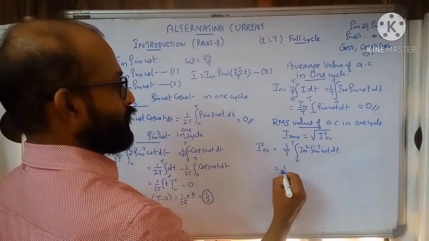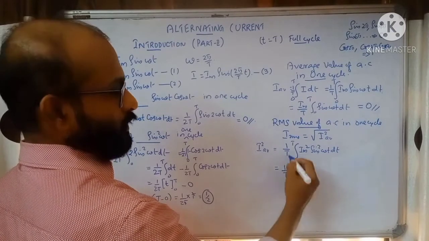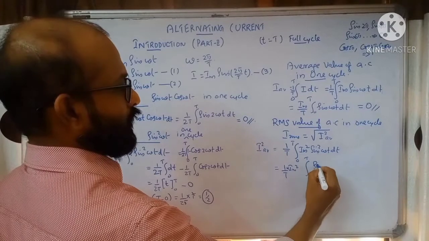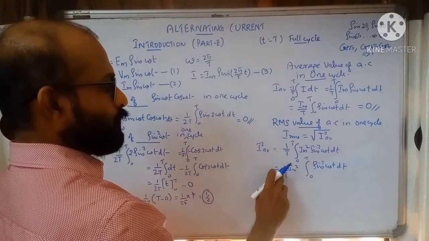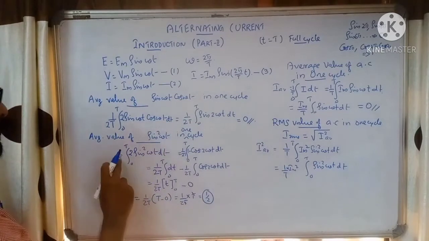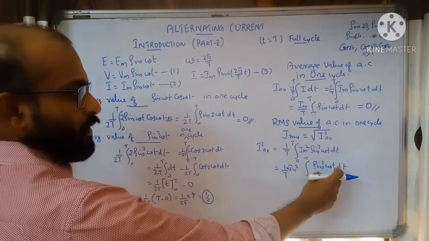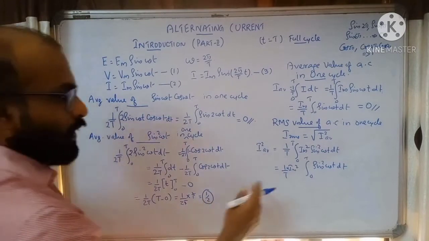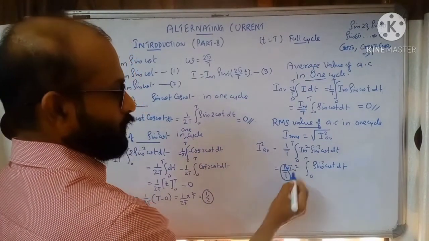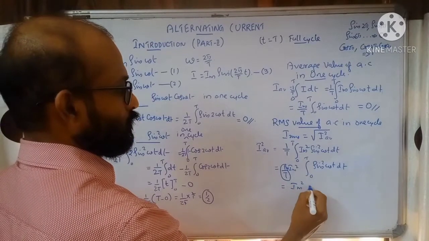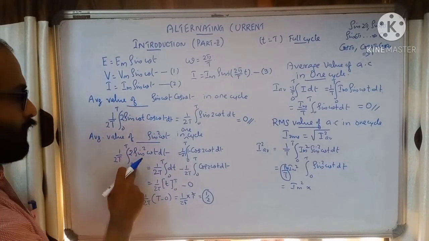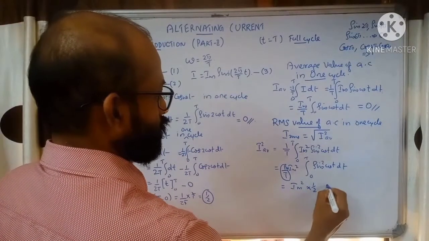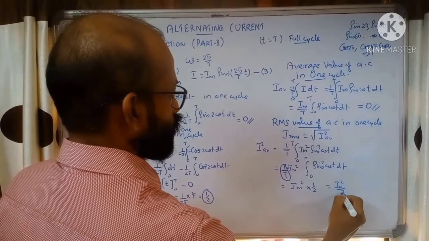Now we need to find this. Im square is taken outside, then (1/T) integral from 0 to T of sine square omega t dt. Im square is there, and (1/T) integral of sine square omega t has got a value. We have seen that the average value of sine square omega t is 1 by 2. So we can write Im square into 1 by 2, and the value is Im square by 2. That is I square average.